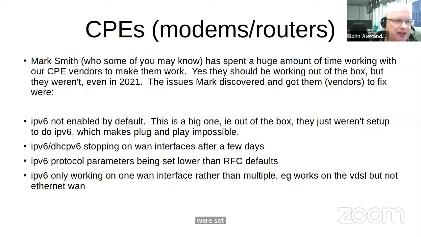And we also had some cases where you may have a VDSL connection and it would work on that, but it wouldn't work on the Ethernet connection. So if you had fiber to the home, IPv6 wouldn't work on the Ethernet connection, but if you had fiber to the node, it would, because it would be going over the VDSL connection. So again, that had to be fixed.